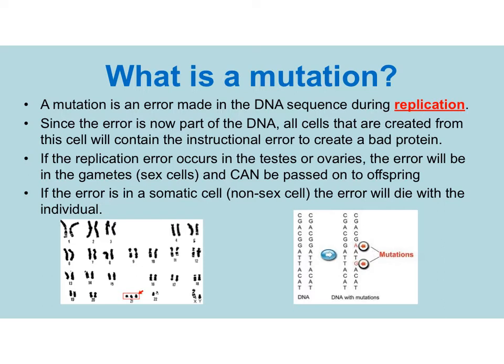Now, if the error is in a somatic cell, or a non-sex cell, the error will die with the individual. So if you develop, say, skin cancer later on, you can't pass that skin cancer on to your offspring. Even if you have skin cancer while you are pregnant, your baby is not going to have that skin cancer unless the skin cancer is broken apart and some of those cells have been transferred.